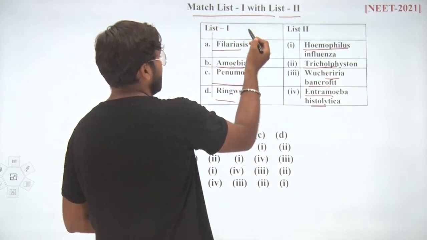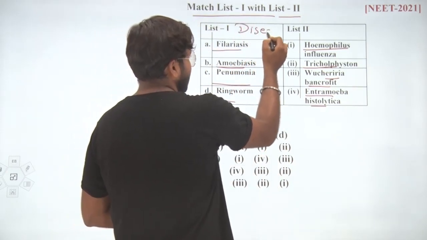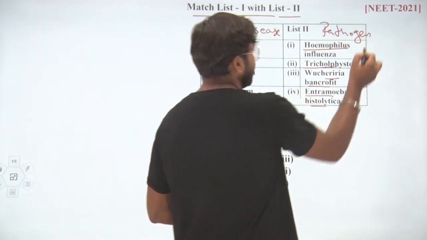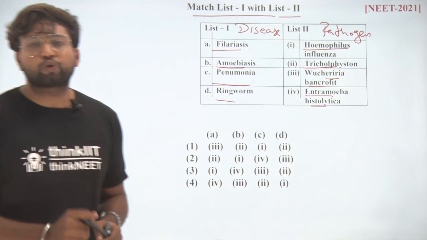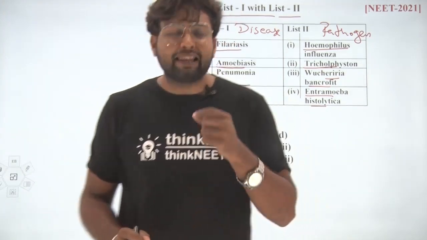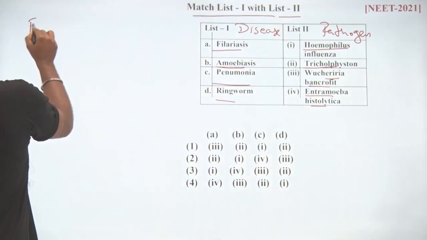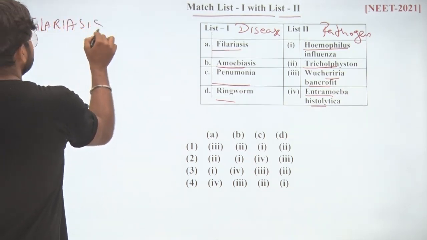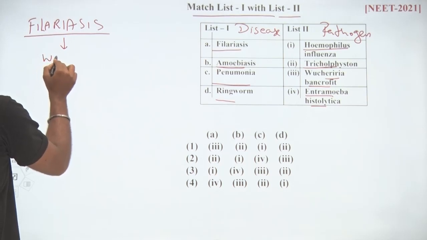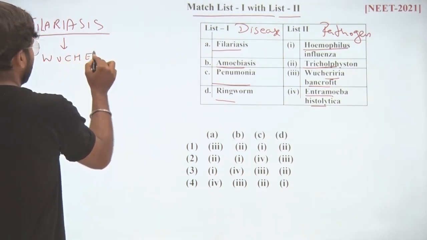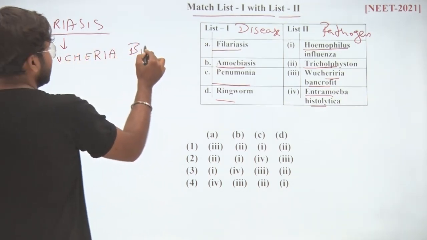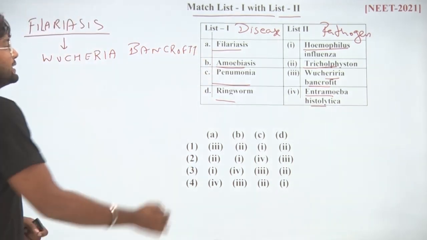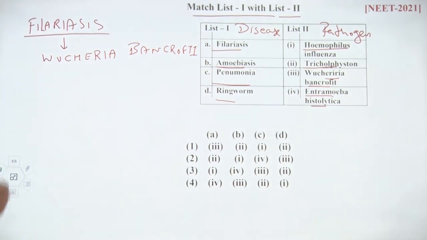In short, it is what? It is the disease. And this is what? This is the pathogen. So the question is of NEET 2021. The question is from human health and disease. Let's have a look toward the question. Whenever we are talking about filariasis, it is caused by an organism named Wuchereria bancrofti. This also causes one more disease named elephantiasis, clear?